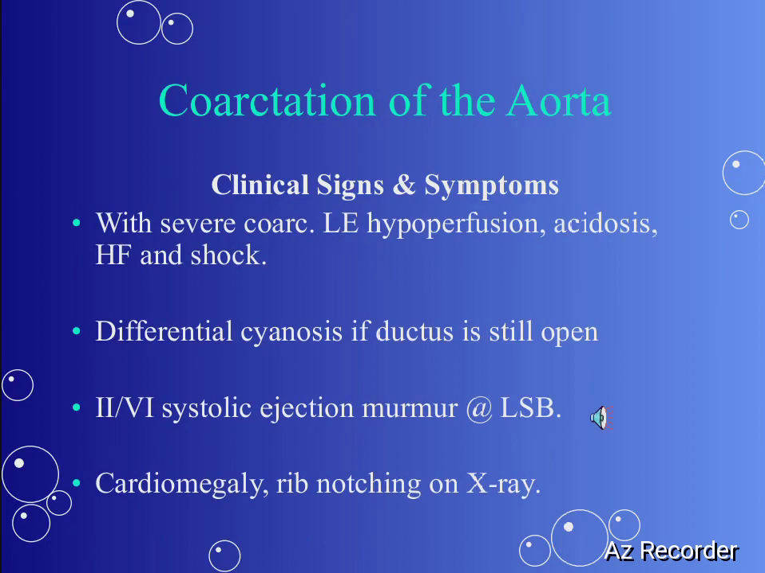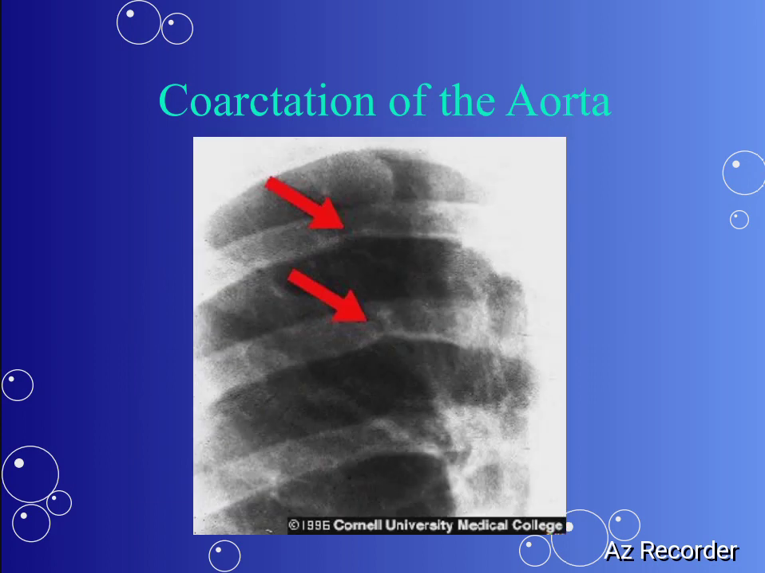Clinical signs and symptoms with severe coarctation: early hypoperfusion, acidosis, HF and shock, and differential cyanosis if the ductus is still open. A 2 to 3/6 systolic ejection murmur at the LSB, cardiomegaly, and rib notching on the X-ray.